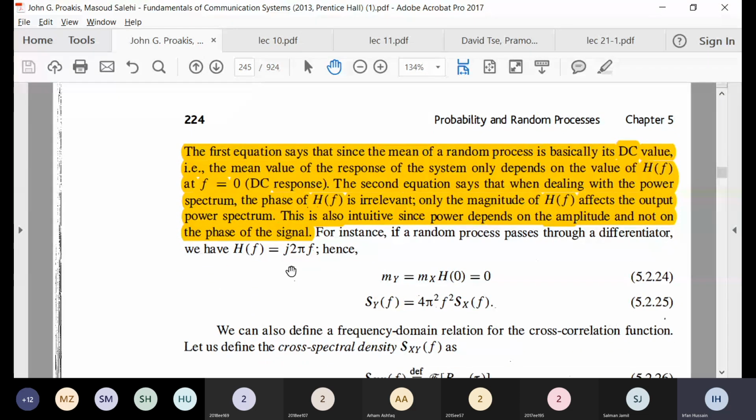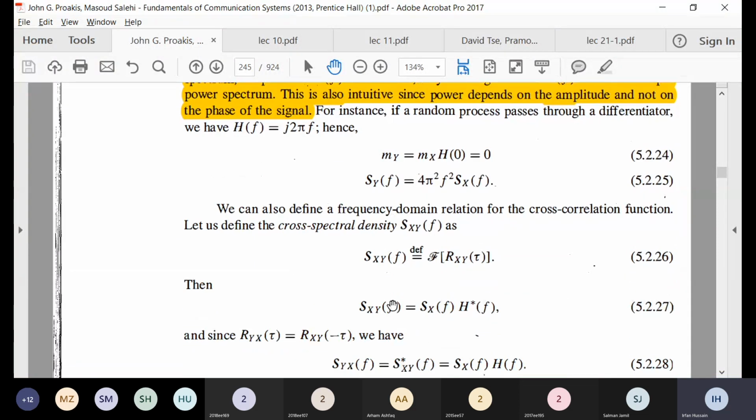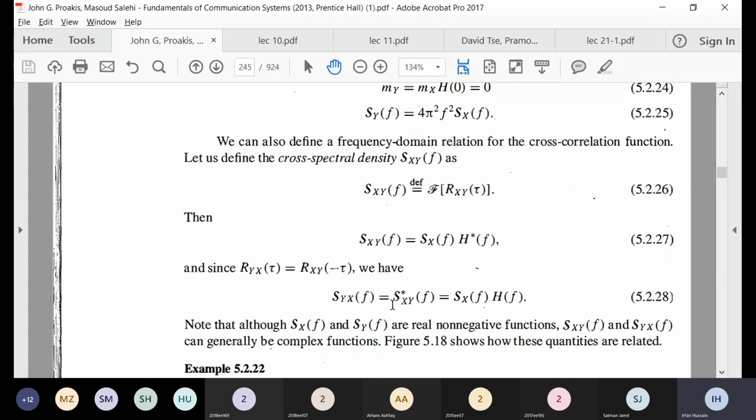For example, if H(f) is a differentiator, its mod square will be (2πf)^2, which is 4π^2 f^2. So you will just multiply the input PSD with this mod square, and you will get the output PSD. Also, we saw that the cross-spectrum is the Fourier transform of the cross-correlation, and we saw the cross-correlation was Rx convolved with h(-tau), and so its Fourier transform will become Sx times H conjugate of f.